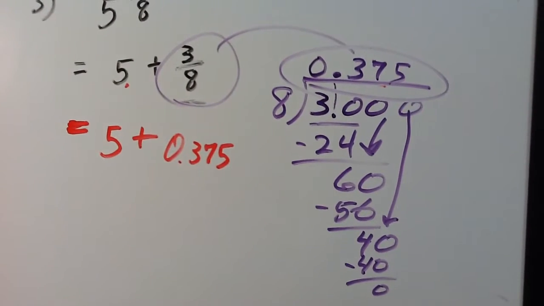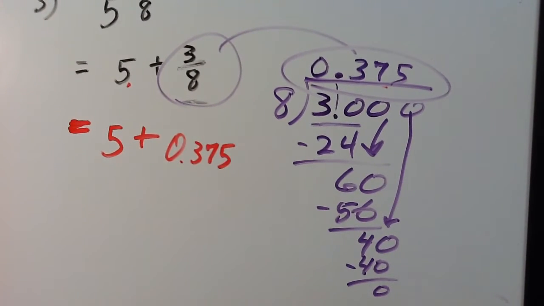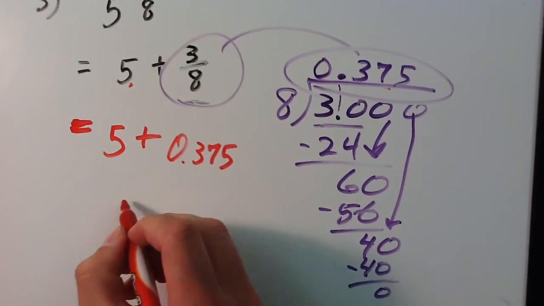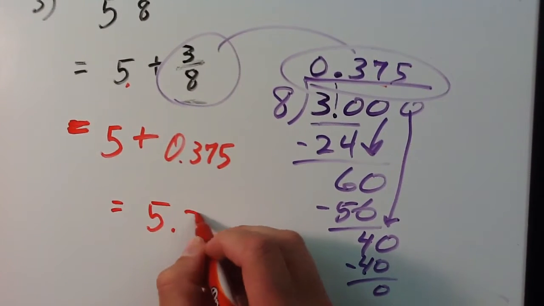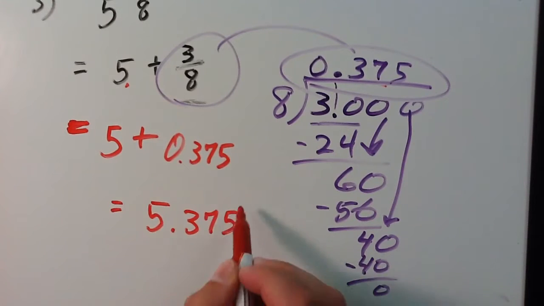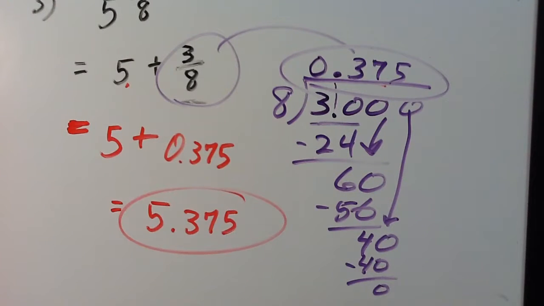0.375. Okay, and so what is 5 plus 0.375? Well, that is simply 5.375. Okay, so 5 3/8 as a decimal is 5.375. Okay, go on to number 4.